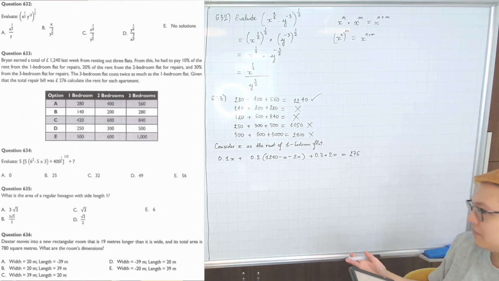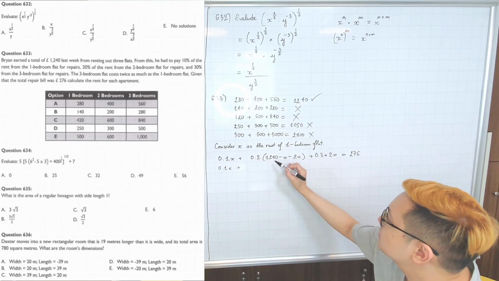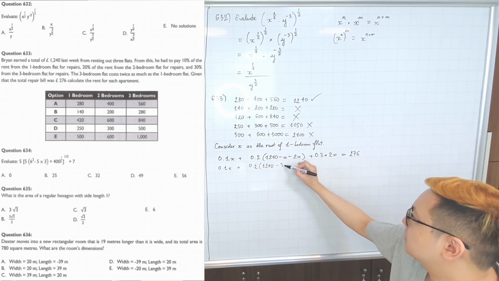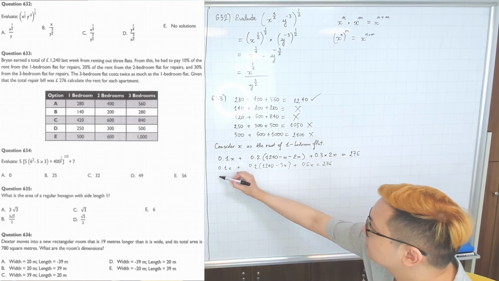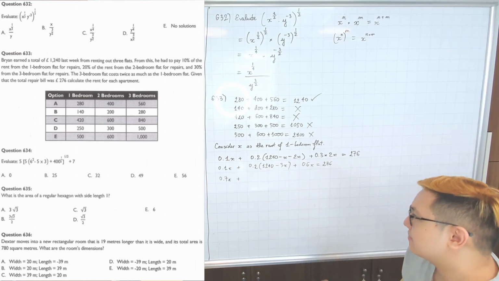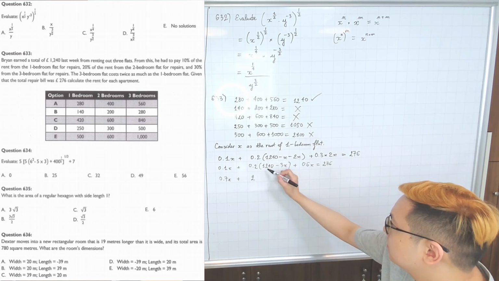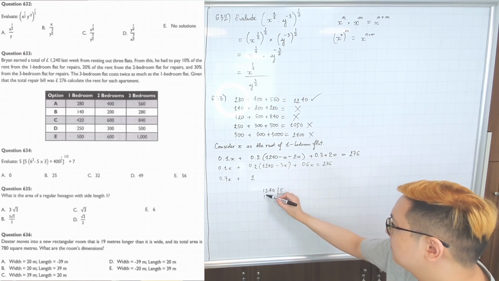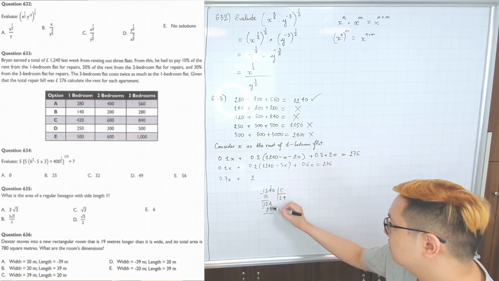The total repair bill is 276, right. And then you have 0.1x plus 0.2 times 1,240 minus 3x plus 0.6, and this one is 0.7 plus 1/5 of this number, so this one divided by 5. 1,240 divided by 5 is going to be 248. 24 divided by 5 is 4, this is 20, so 4 left.